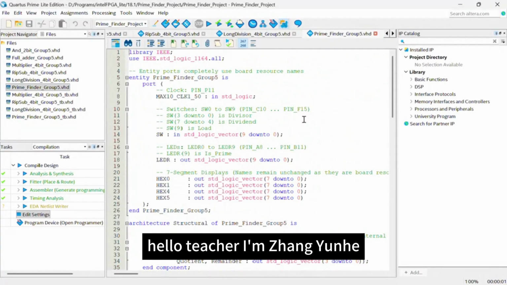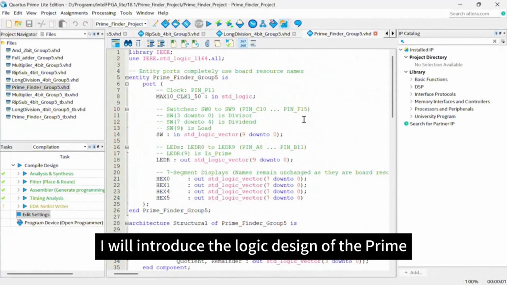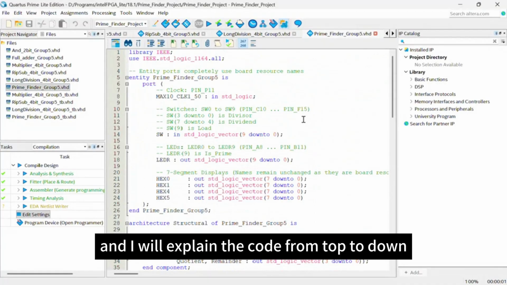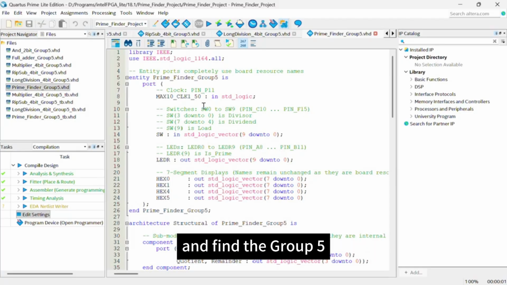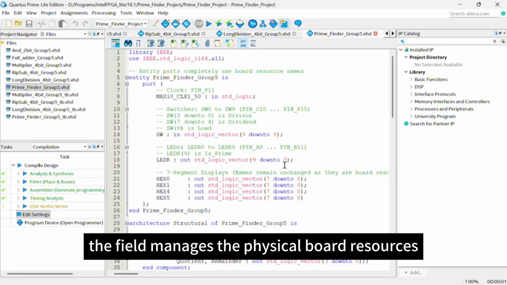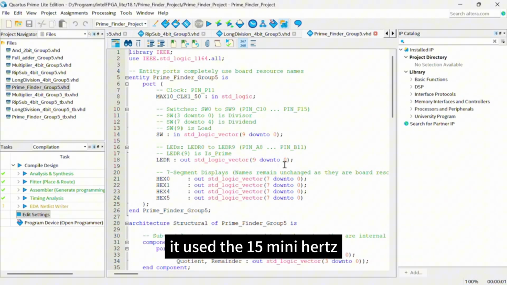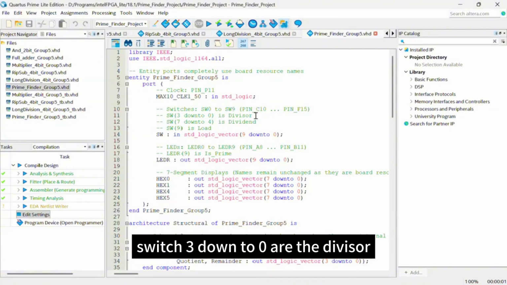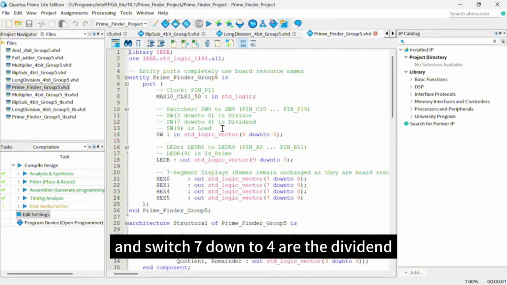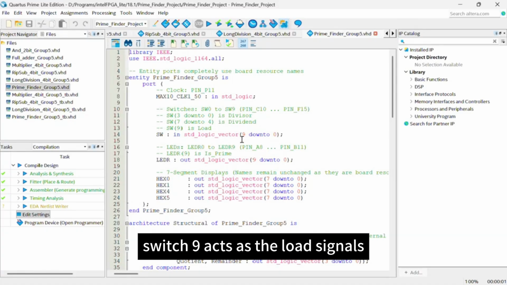Hello, teacher. I'm Zhang Yunhe. I will introduce the logic design of the prime finder system, and I will explain the code from top to down. First, let's look at the top level entity, prime finder group 5. It manages the physical board resources. It uses the 50 MHz clock and 10 switches for input. Switch 3 down to 0 are the divisor, and switch 7 down to 4 are the dividend. Switch 9 acts as the load signal.